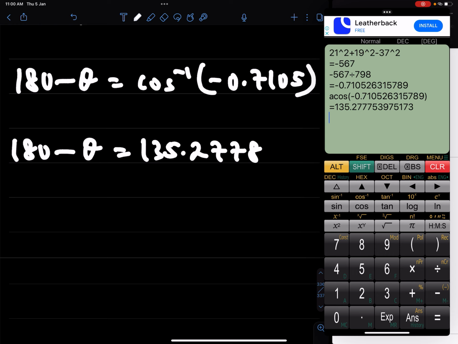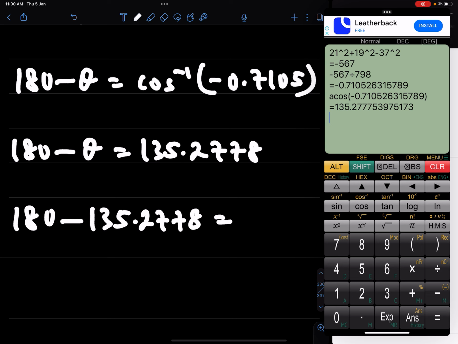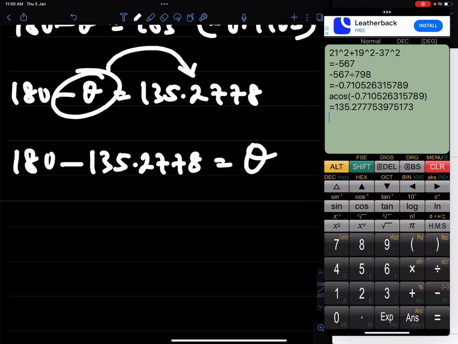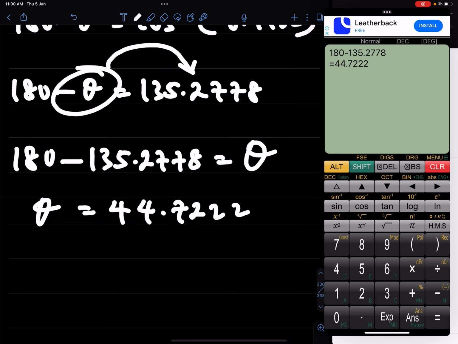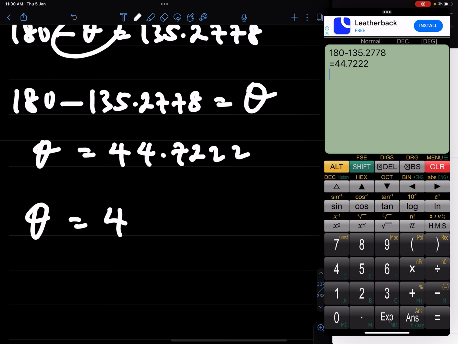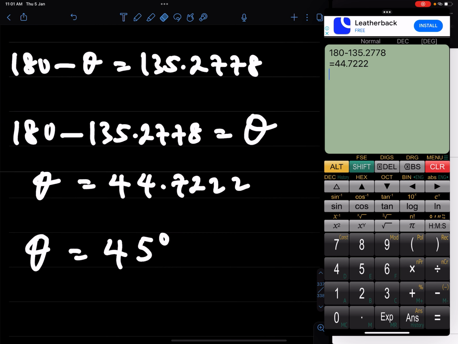Now I can simply say 180 minus 135.2778 equals, when minus theta goes to the right hand side, it becomes plus theta. And that means 180 minus 135.2778 equals 44.722. So that means theta equals 44.722, and they said we should give our answer correct to the nearest degree, which is 45 degrees to the nearest degree. And that's the value of theta, very, very simply.